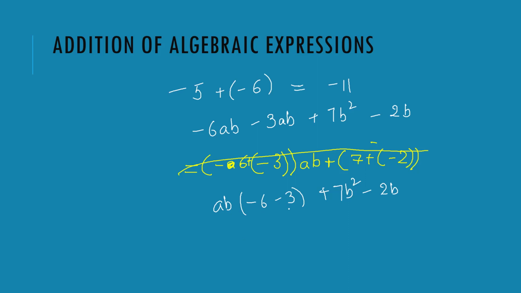Okay, fine. And minus 6 and minus 3, tell me how much it will be. We are adding those, no? Right. So it should be minus 9. Minus 9ab plus 7b square minus 2b. Okay, so this will be the answer? This will be the answer. Shall we move ahead? Yes.